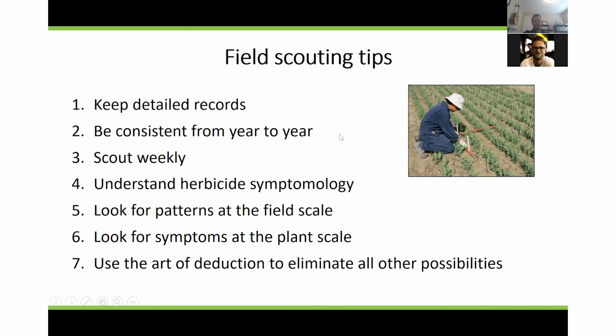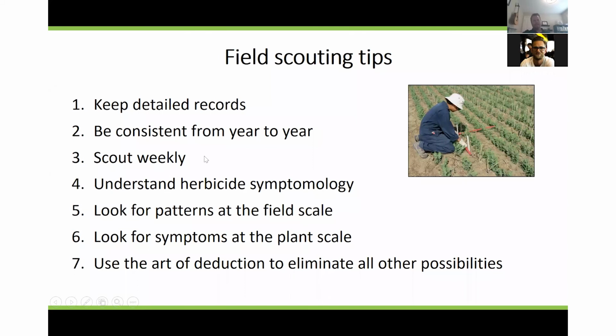So be consistent from year to year, using the same surveying methodology. Usually what I would do is walk this inverted W pattern in the field, but also try to focus on, so look at the field in general, but also try and check in areas that have, say, a different topography as well, because those areas may react differently to the same herbicide.